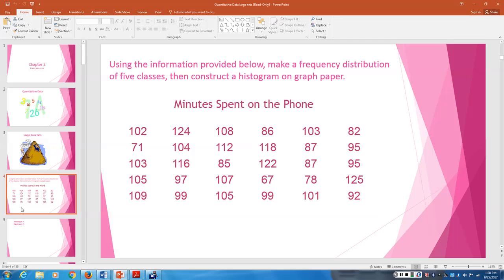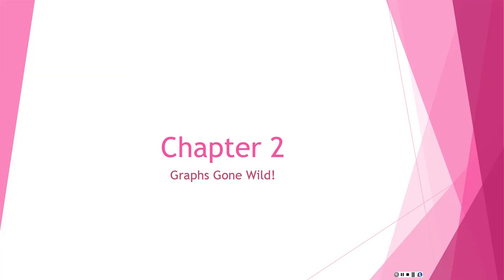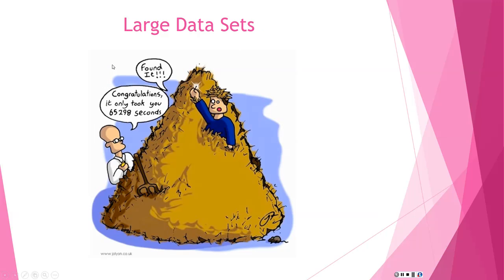Okay. So this is minutes spent on the phone, and this is just review. I'm sorry, to 3, not 13. My goodness. So here, we're not talking about small data sets anymore. We're talking about a bigger data set. Things that have more than 25 pieces of information in it.